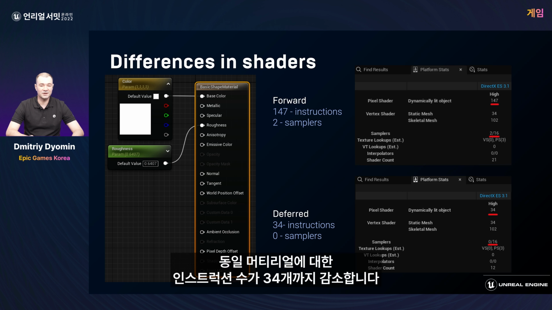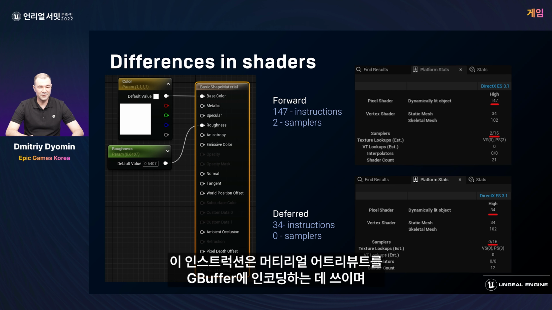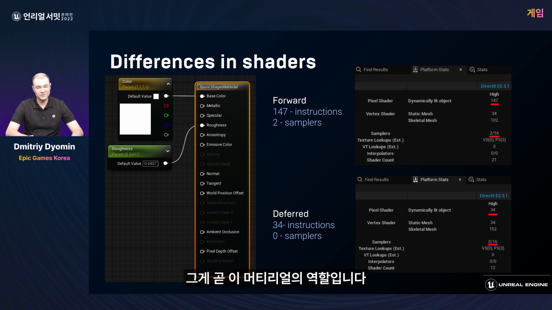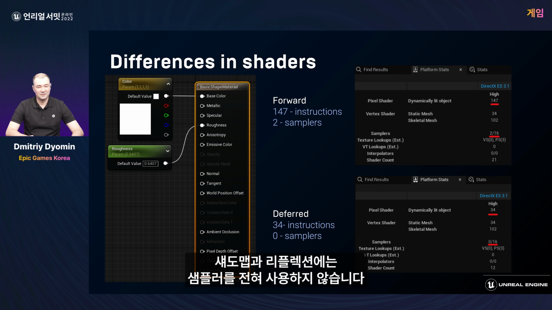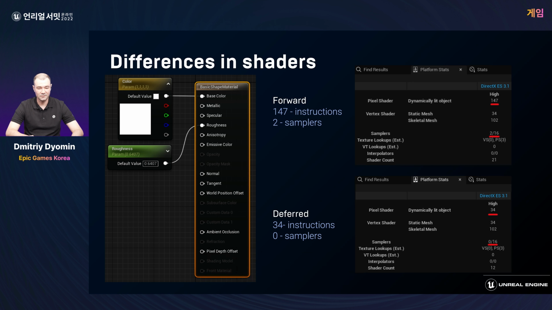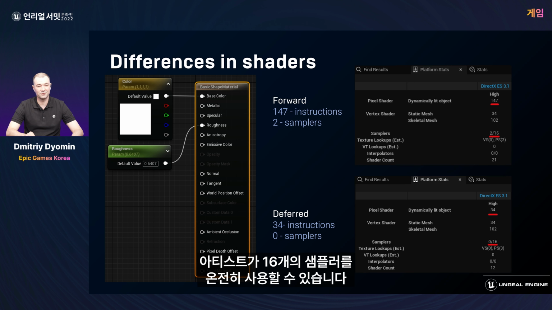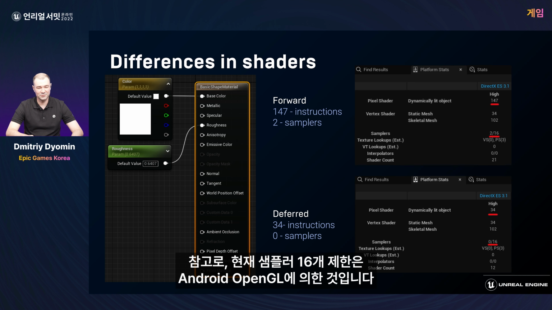So one sampler for the shadow map and one sampler for the reflection texture. With deferred shading, the instruction count for the exact same material goes down to 34. These instructions are spent on encoding material attributes into the GBuffer. This is all that this material does. It does not use any samplers for shadow map and reflection, since shadows and reflections will be applied later in a lighting pass. This is another benefit of deferred shading. There are actually more free samplers available to artists out of a total limit of 16 samplers. The current 16 samplers limit is dictated by Android OpenGL limitations.